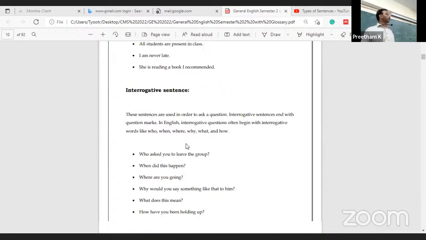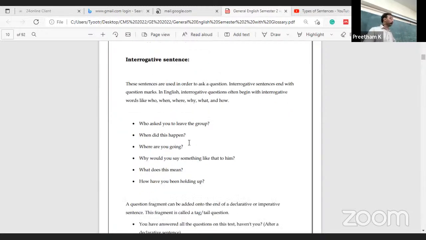Then interrogative. Interrogative means questioning, questions, WH questions: why, where, when, whom, which, how. These sentences are used in order to ask a question. Interrogative sentences end with question marks. This is very much important. Whenever you are asked to convert a normal sentence into an interrogative sentence, it should always end with a question mark. Even if the sentence is correct, if you don't insert a question mark, you will lose full marks.